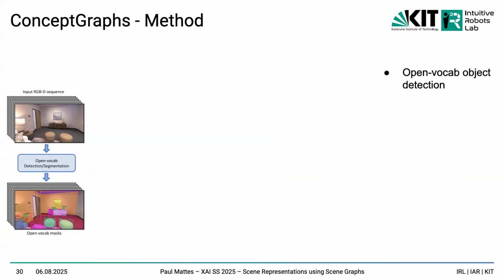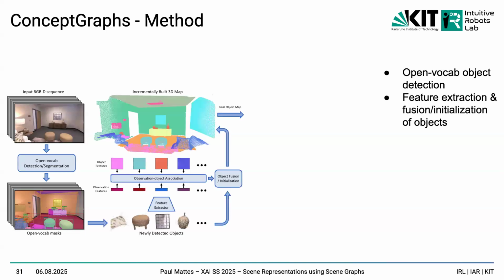So the ConceptGraphs method itself gets an RGBD sequence of images, so the robot is moving around in the room. Yes? In the scene graphs, do they use essentially voxels or Gaussian splatting? This is a good question. I think voxels or point clouds. I don't know. You need to look it up in the paper. I'm not entirely sure.